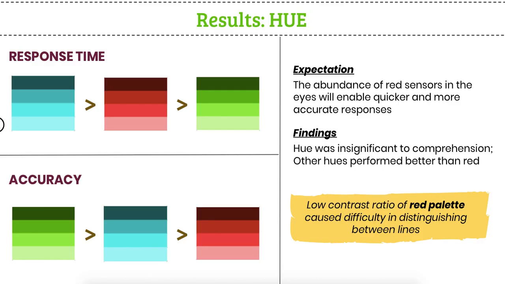It was expected that the abundance of red sensors in the eyes and the required focus inherent in the task will work to the advantage of this particular hue. But results showed that the reverse happened. The relative responsiveness of the eyes to green and yellow-green hues also did not contribute to quicker decision making or accuracy of answers. One way to explain this is the low contrast ratio of the red palette compared to blue. If the contrast ratio is low, it is then more difficult to distinguish one line from another.